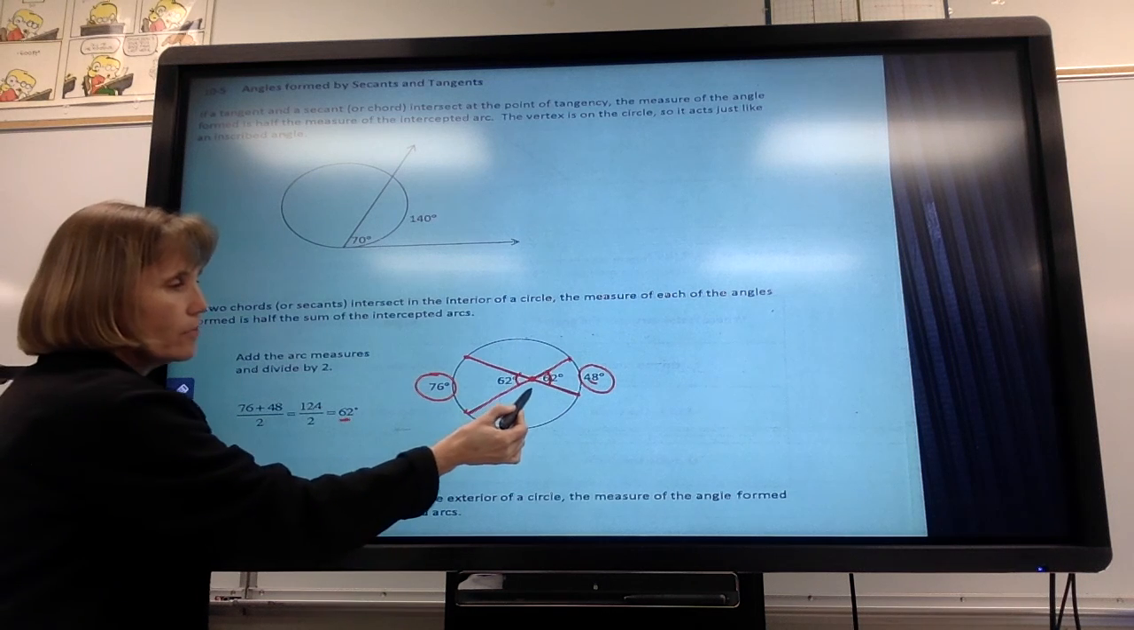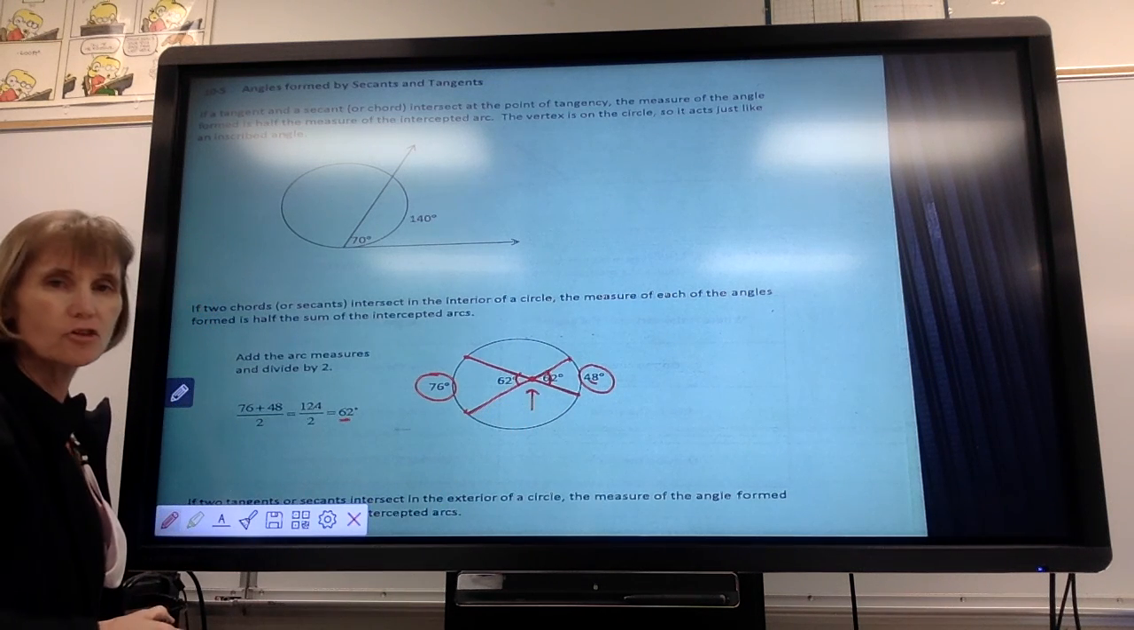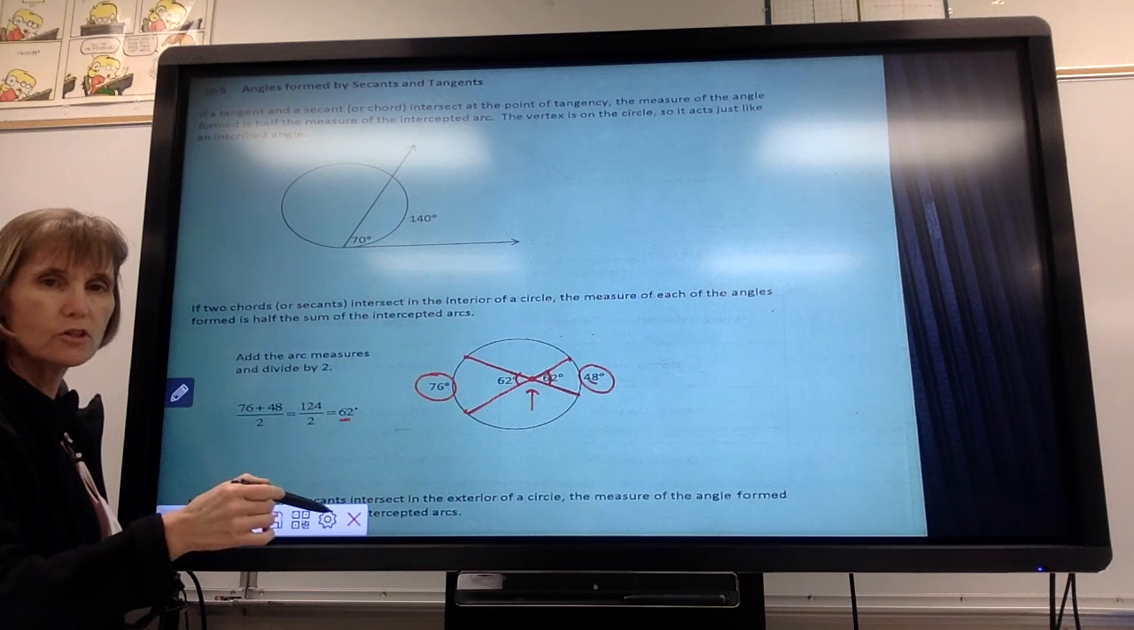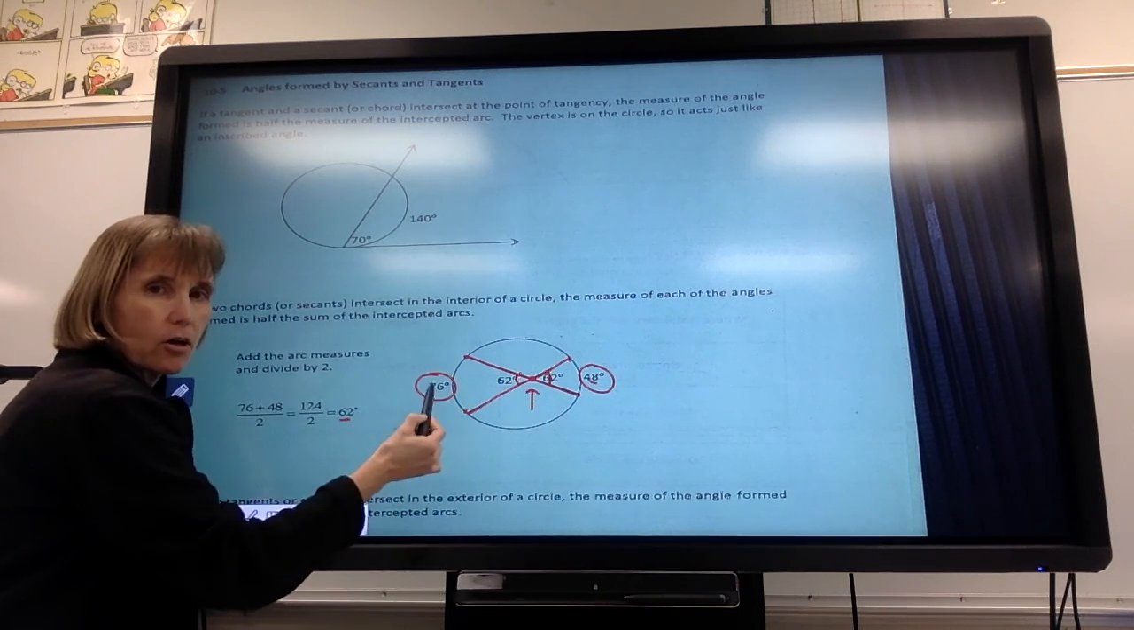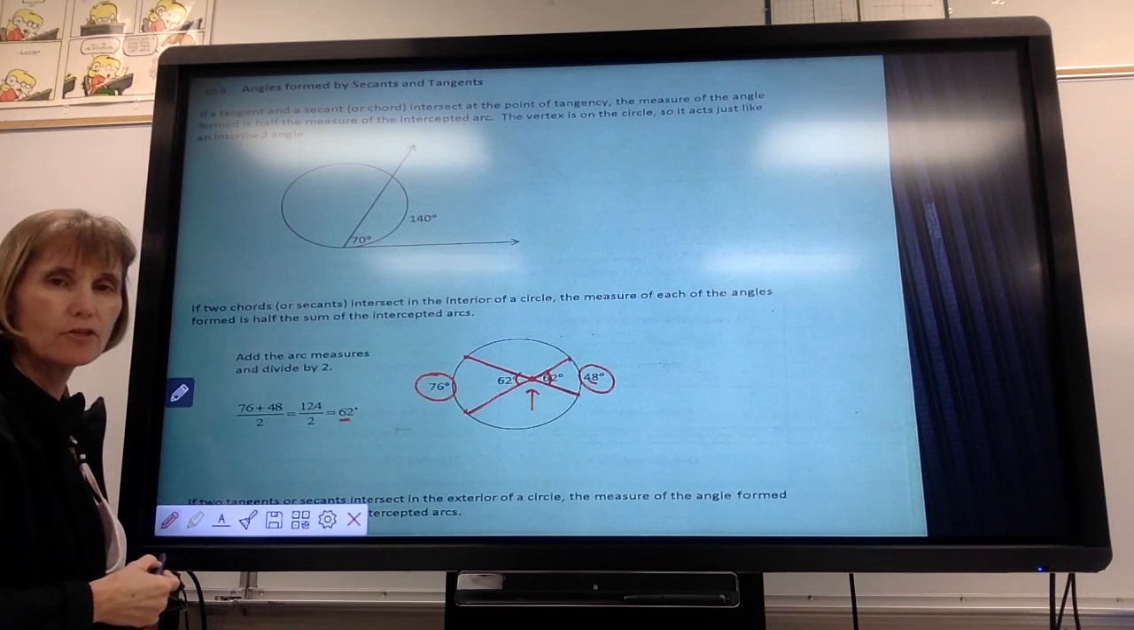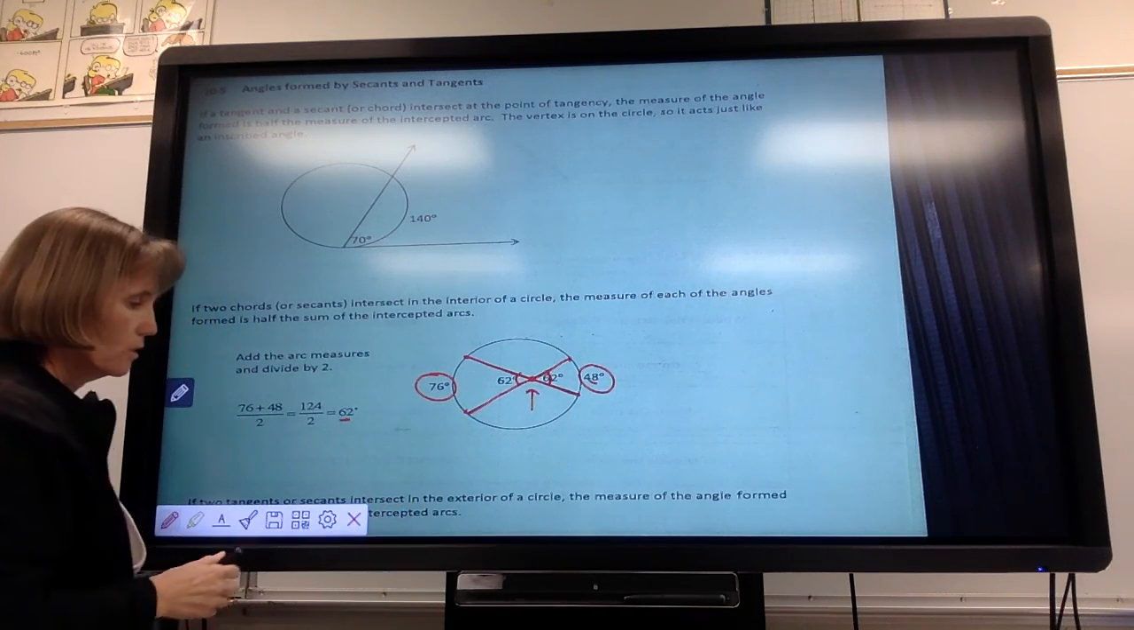So when the point of intersection is inside the circle, so those two chords are intersecting each other inside the circle, we're going to add the arcs and divide by 2. We're going to average them. So you add the arcs divided by 2.